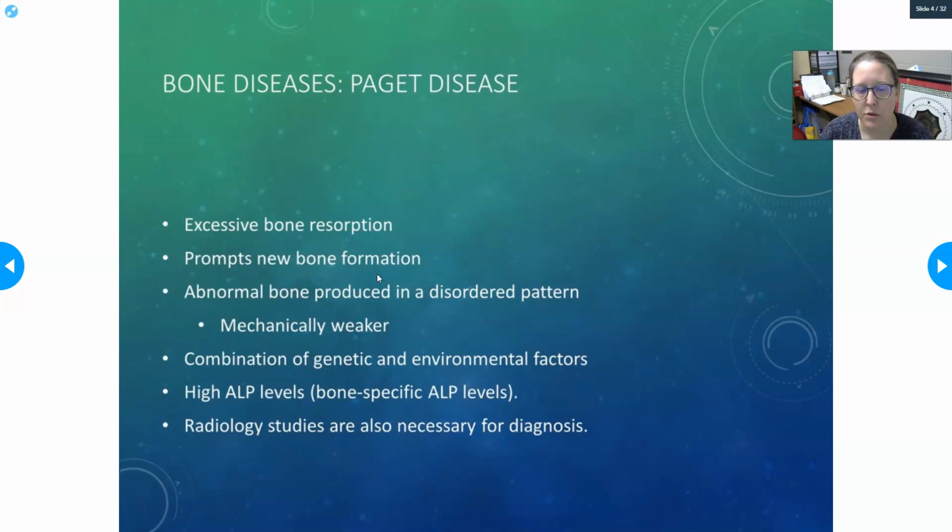So this can be due to a combination of genetic and environmental factors. Environmental factors could be related to nutrition, but also different chemical exposures. You see high alkaline phosphatase levels, but this is obviously bone-specific alkaline phosphatase. So everything else that's liver-related should be normal. If you need a distinction on where the alkaline phosphatase is coming from, the easiest test to do is probably going to be the GGT. It's the most widely available. If the GGT is normal, then you know the alkaline phosphatase is going to be from bone origin and not liver origin. And then, of course, radiology studies are necessary also for diagnosis.